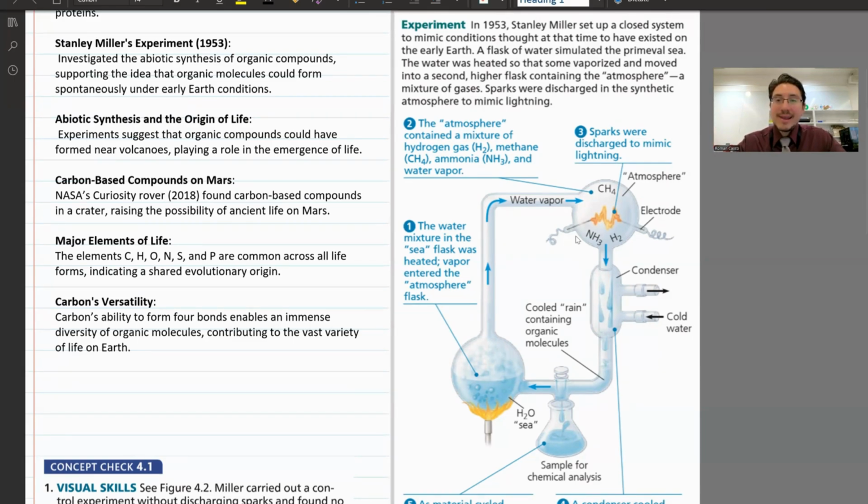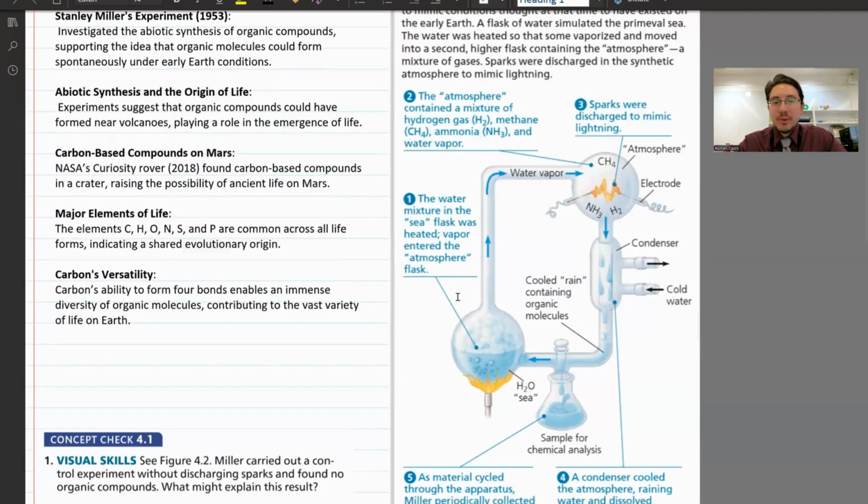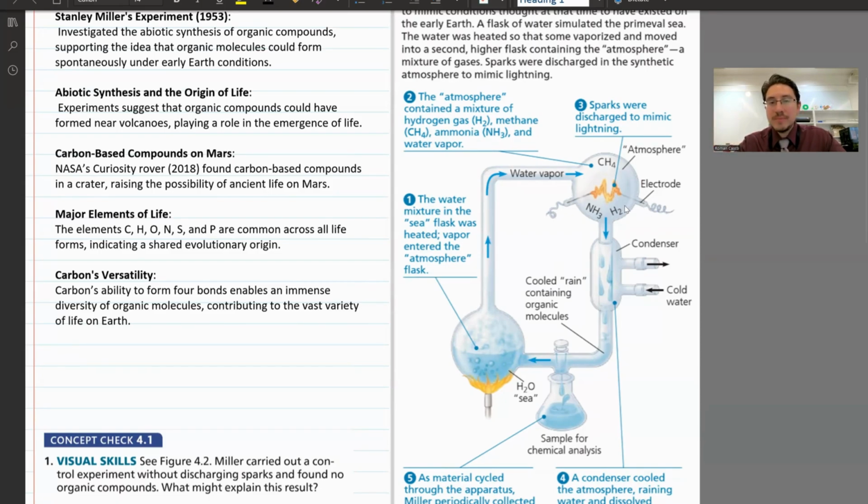He would provide electrical discharges, right? Sparks would discharge, basically simulating lightning. Okay. So you have, number one, the water mixture in the sea flask was heated, vapor would rise and go into this atmospheric chamber. It would have a mixture of gases: hydrogen gas, methane, ammonia, water vapor, H2O. And then you would have this form of energy, right? These sparks in this atmosphere simulating lightning.